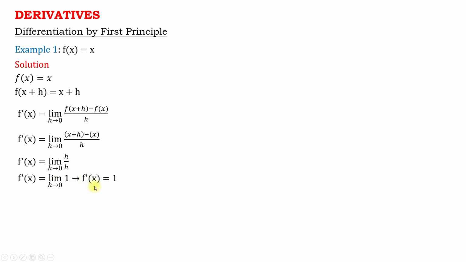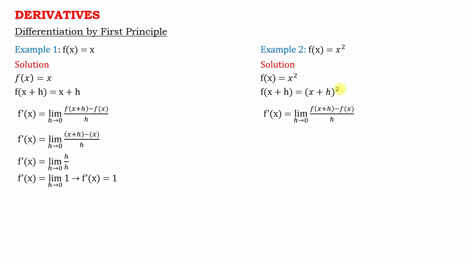So let's go to the derivative of x square, or function of x square. So instead of writing function of x equal to x square, in the point where there is x, we substitute x by x plus h. So instead of writing x square, we write x plus h square. Then we go to the formula, function of x plus h minus function of x over h. Instead of writing function of x plus h, we write x plus h square, minus, instead of writing function of x, we write x square, over h.